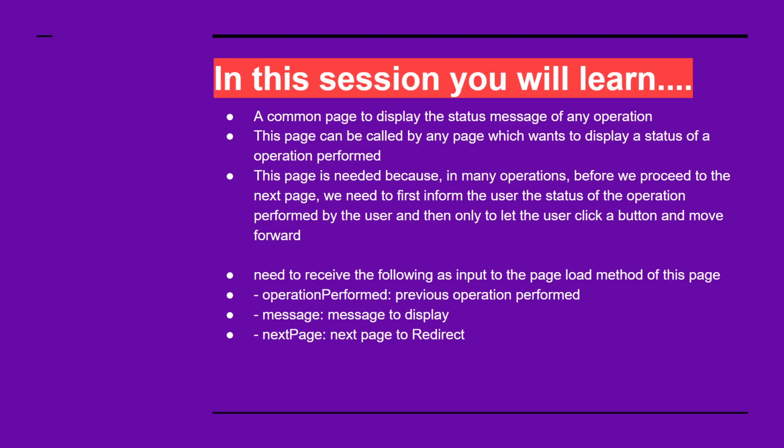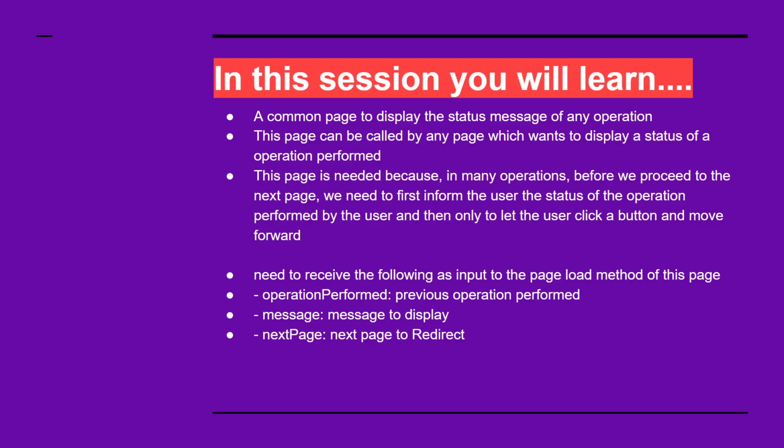Once we do it, you will understand why we are trying to do this common page. Until then, just try to get the overall idea. This page, second bullet point, can be called by any page. As I said, third bullet point, this page is needed because in many operations, for example, user registration, before we proceed to the next page, once the user got registered, like in the previous lesson, the operation was user registration.